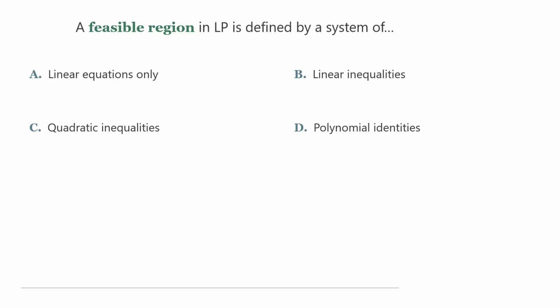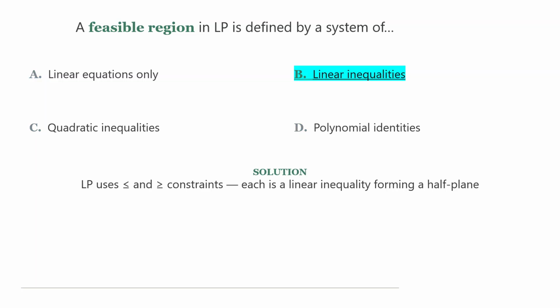Question 9. A feasible region in linear programming is bounded by what? Pause. The answer is linear inequalities. Each constraint in a linear program is a single linear inequality, and each one cuts the plane, or higher dimensional space, into a half region. The intersection of all those half regions is the feasible region, a convex polytope. The objective is then optimized over that polytope. This is exactly the structure you just drilled on the number line, scaled up to 2 or more variables.